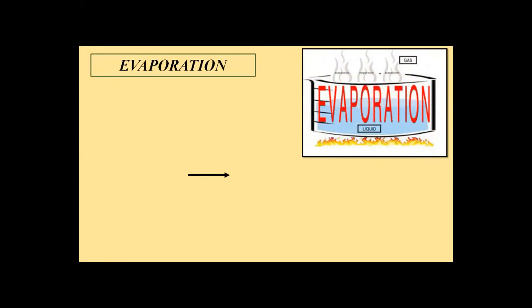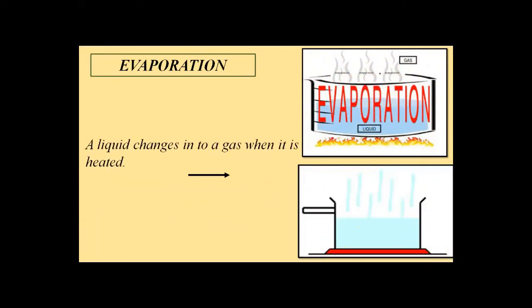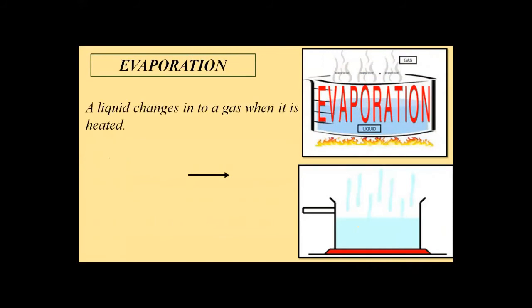Now, the next is evaporation. What is evaporation? Look at the slide and observe it. What is the definition of evaporation? A liquid changes into a gas when it is heated. We provide the heat and the liquid changes into gas. This process is called evaporation. And the statement is that the liquid gains energy, absorbs the energy, and the product is gas. This process is called evaporation.